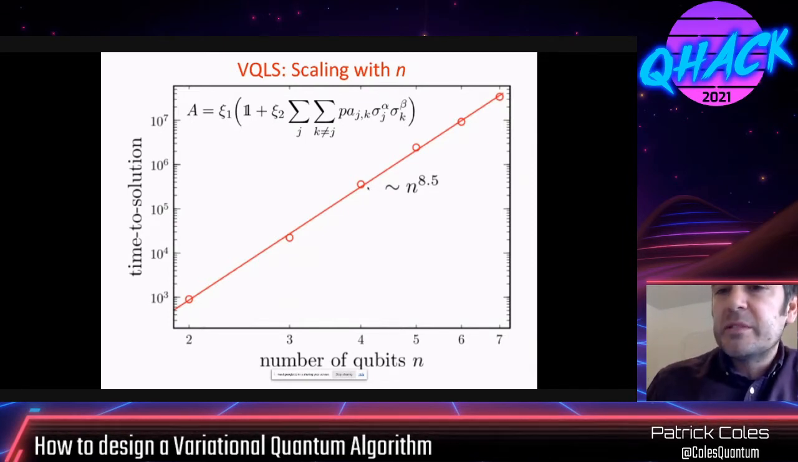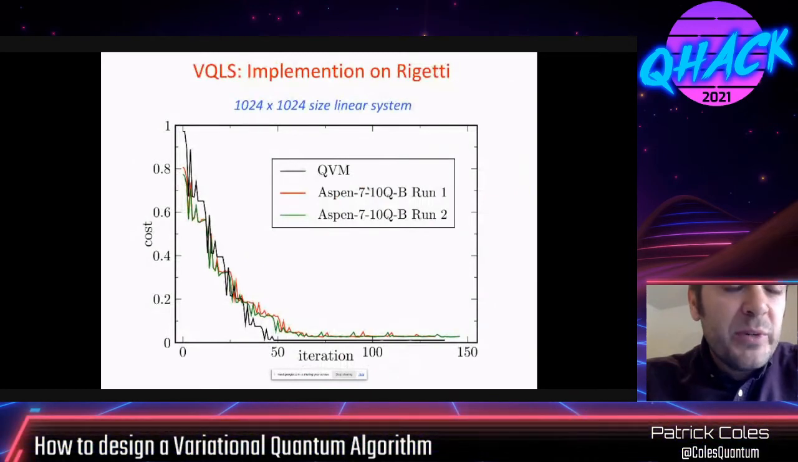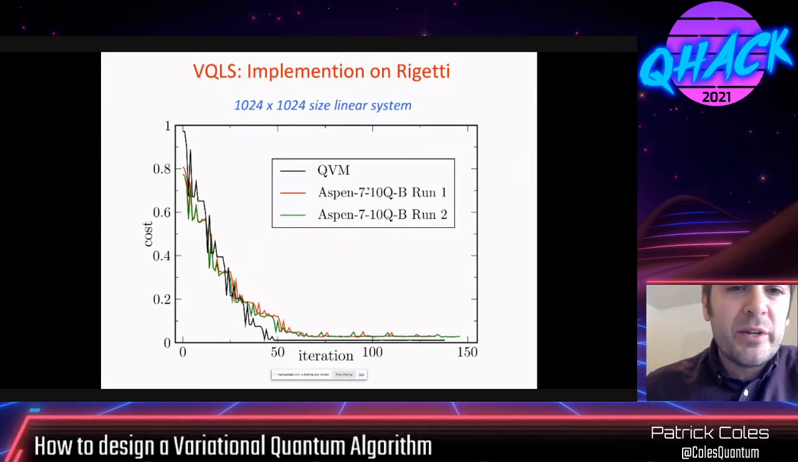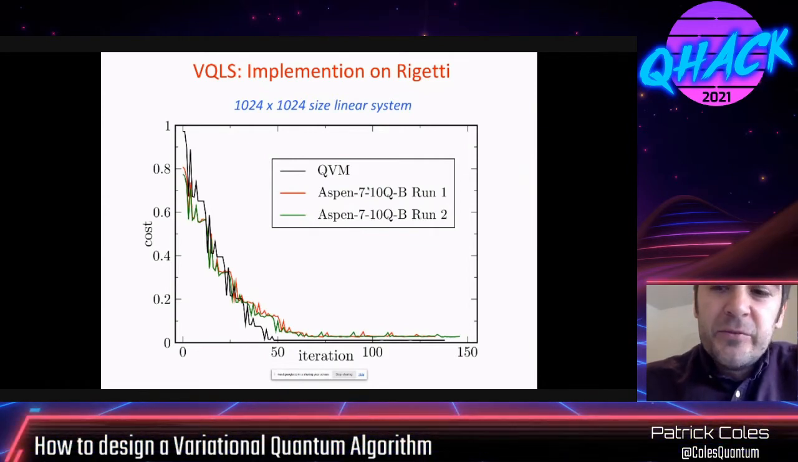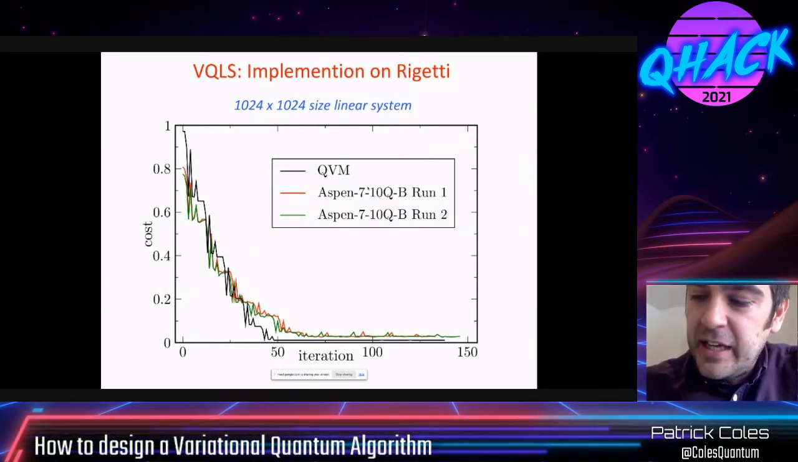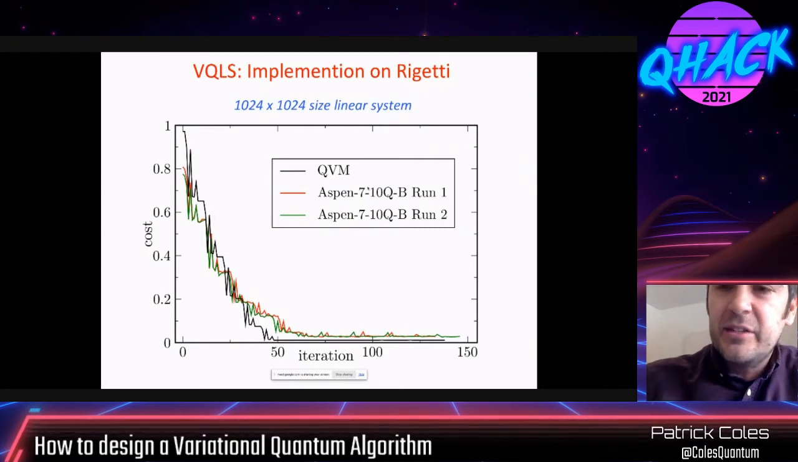And then, we were able to implement a reasonably large scale example on Rigetti's quantum computer. This is basically a 1,000 by 1,000 example. So this is just to show you that, at least in theory, variational quantum algorithms could provide a path towards quantum advantage for some of these applications that we're really interested in, like linear systems, or at least provide a means to implement these algorithms in the near term.